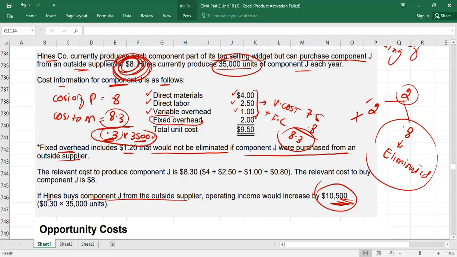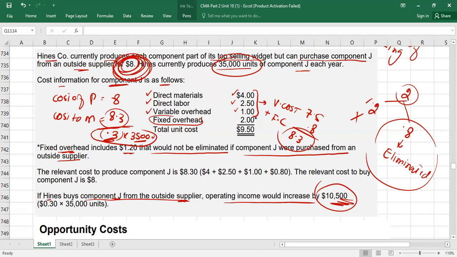So this is what they are saying. If Heinz buys component J from an outside supplier, the operating income would increase by 10,500, because the buying option is cheaper here. If you buy it, you can save 10,500. So with this value, your operating income will increase.